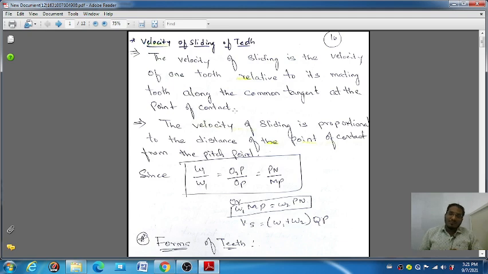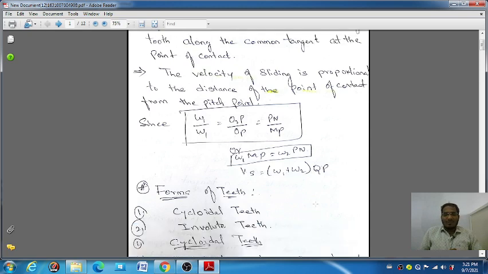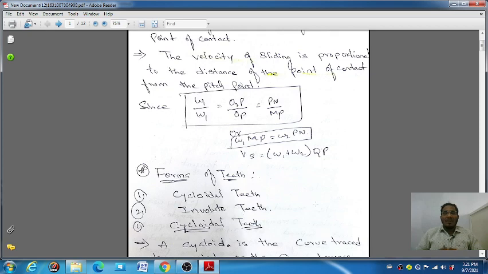So the main formula for the velocity of sliding is Vs equal to (omega 1 plus omega 2) into QP. Q is nothing but the point of contact. PN is a perpendicular line, and MP is a perpendicular line in that diagram. That is 90 degrees.